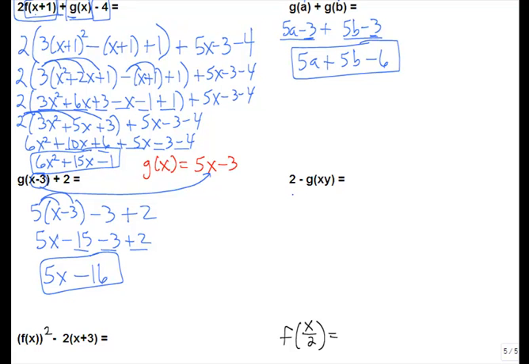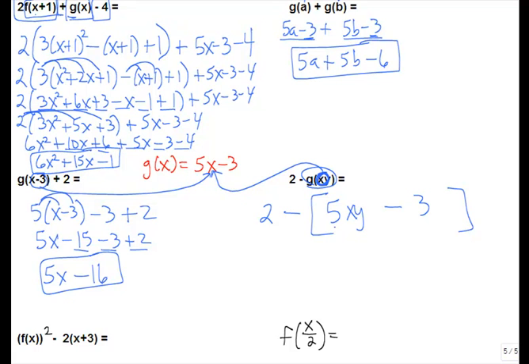Alright, on the next one we're going to use g as well. This time we have a 2 minus in front. There's nothing in front of that 2, so this is just a constant. It's going to be 2 minus whatever we get for g of xy. Now to do the g of xy, remember that xy is our new input. So I'm going to take whatever I see right here and I'm going to substitute it in where I used to have just plain old x. So the rule for g is 5 times whatever the input is, and this time our input is xy, minus 3. So it's 5 times the input minus 3.